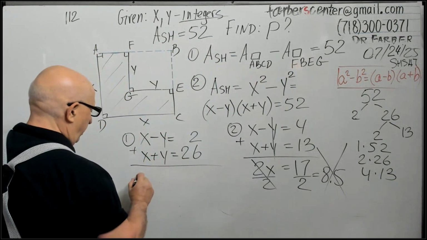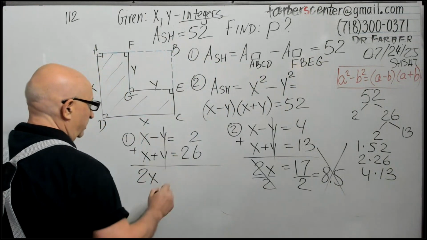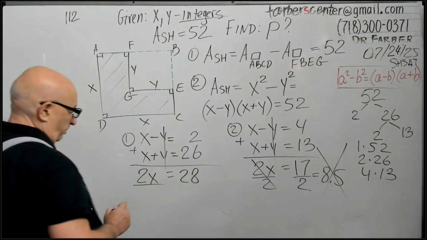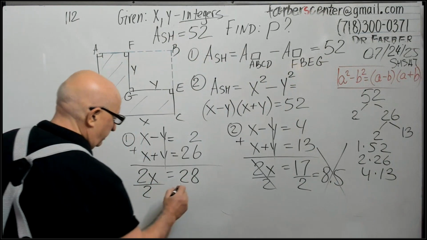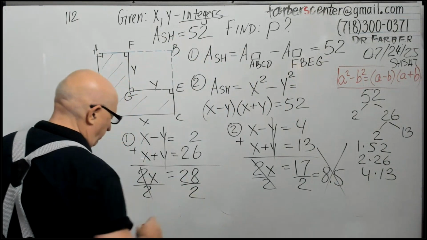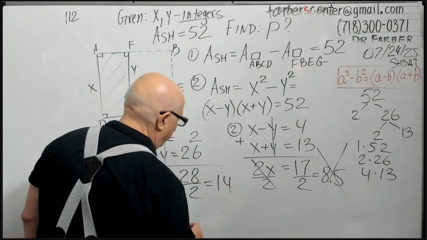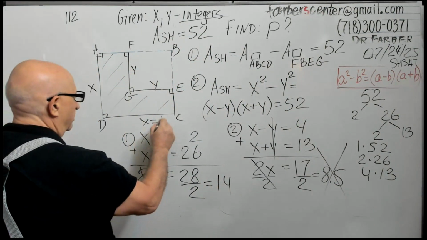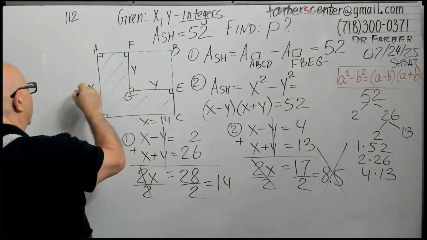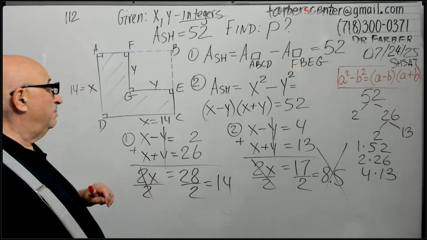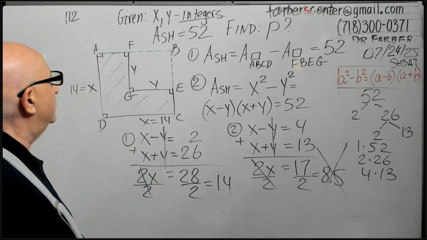Check this one. Elimination method: x plus x, 2x equals 28. Divide both parts by 2, and x equals 14. So this is 14. Not the smartest way to find y, but we studied with you another way.